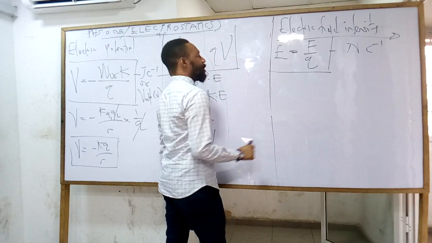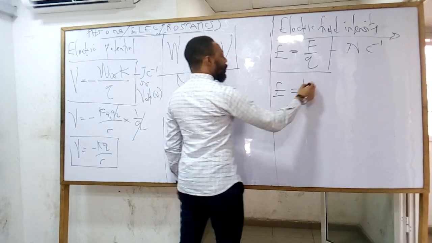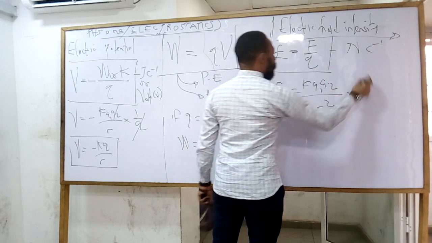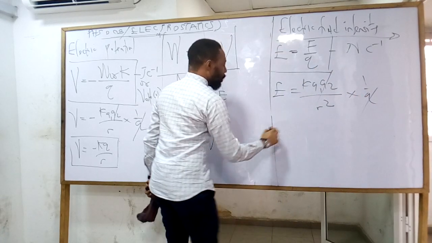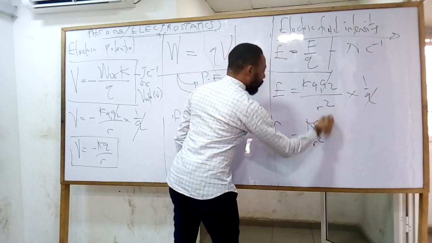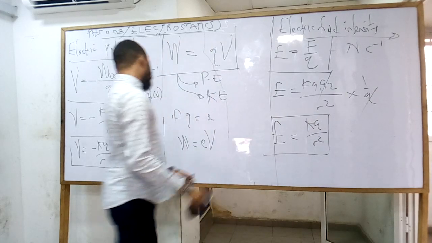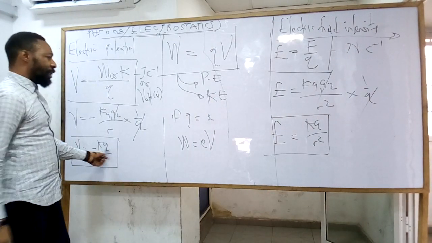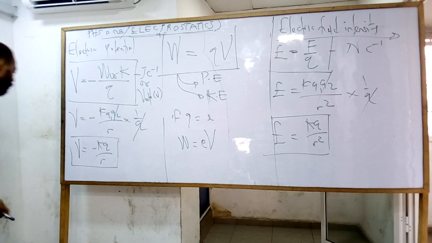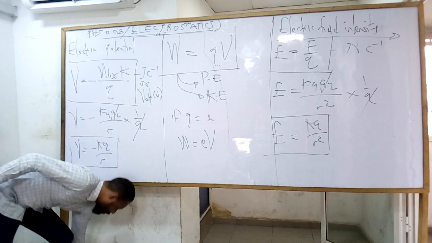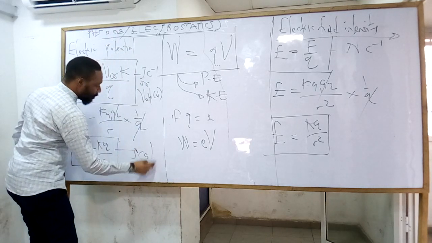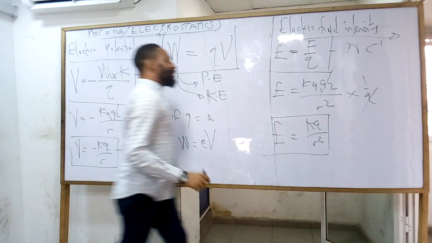What if you don't have this kind of data? Then go further. Your E becomes k q1 q2 over r squared, divided by q, or times 1 over q. Eventually q goes away. You have only one q left. So your E becomes k q over r squared. The formulas look alike, but they're not the same. This has only one charge, and the distance is squared. Here there's no square. So don't mistake them for each other. And don't forget that potential is a scalar quantity, while this one is a vector.